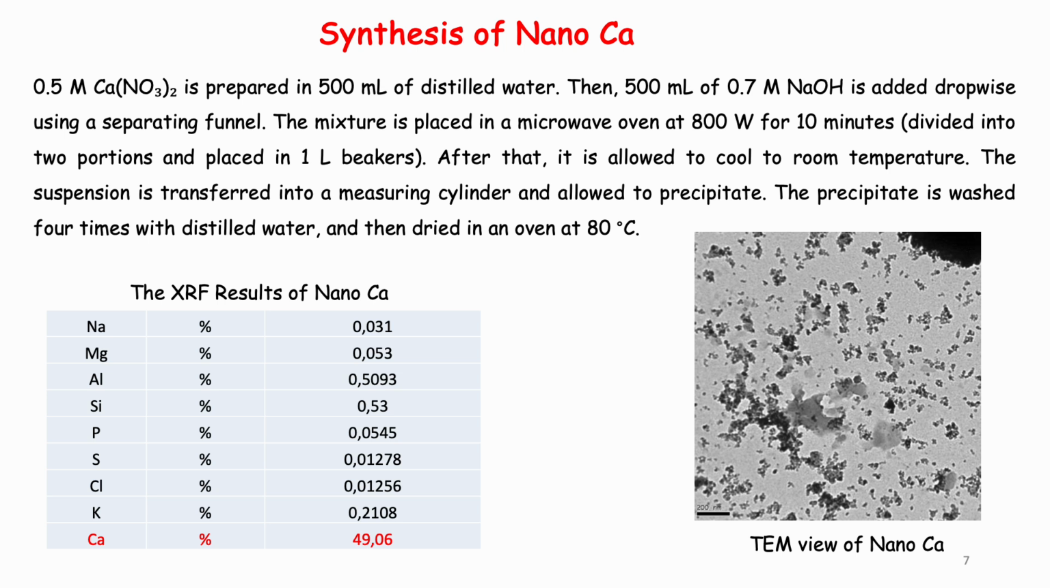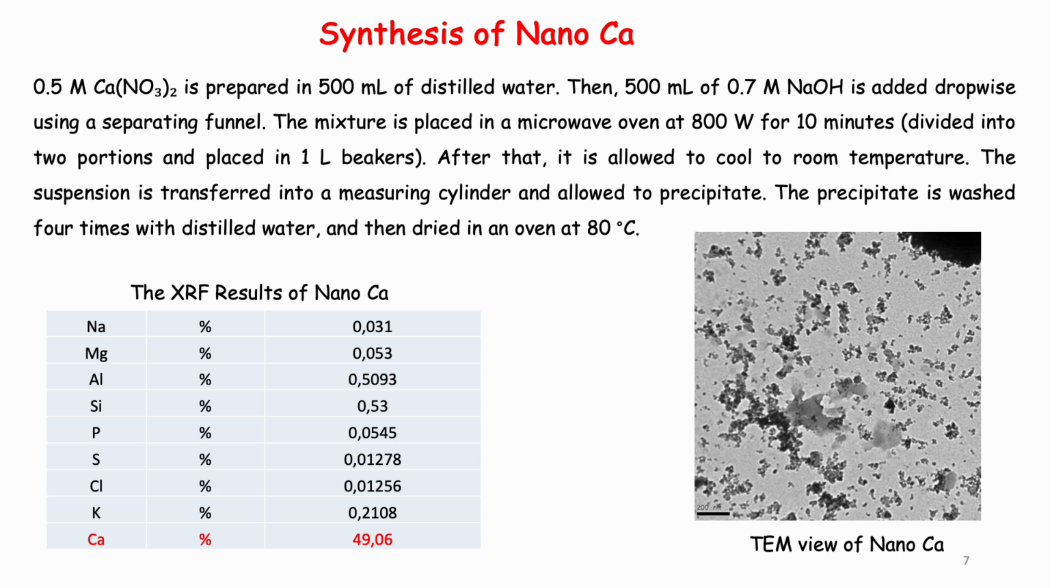In this slide, you can see the synthesis procedure for the nanocalcium oxide material. First, I started by preparing a 0.5 molar calcium nitrate solution and added 0.7 molar sodium hydroxide dropwise using a separating funnel. The resultant mixture was processed in a microwave oven at 800 watts for 10 minutes, then cooled to room temperature. After precipitation, the product was washed several times with distilled water and dried at 80 degrees centigrade.